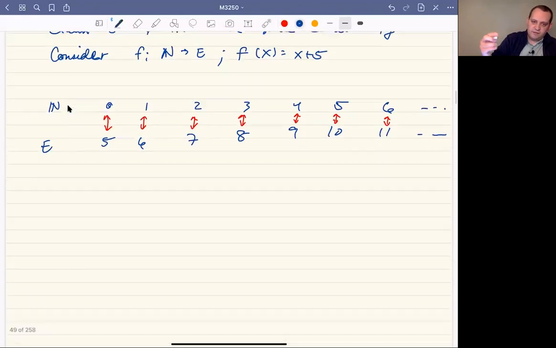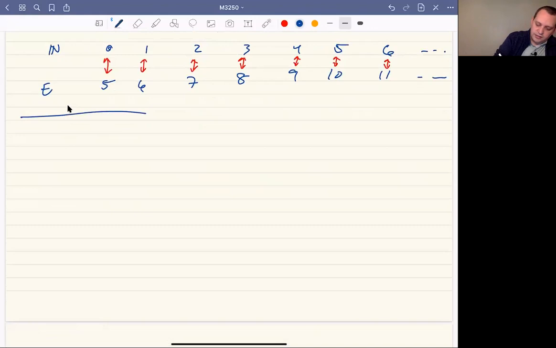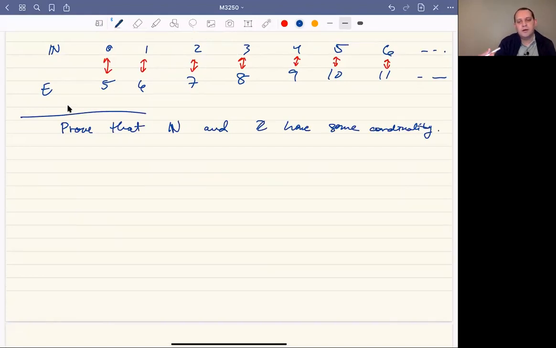Let's take that a step further. Let's prove that the non-negative integers and the integers have the same cardinality. This is a little more surprising, but it's not too surprising here. What I want to do is think about how we can count the integers. How can we put them in 1-to-1 correspondence? There are a few different ways to do this.